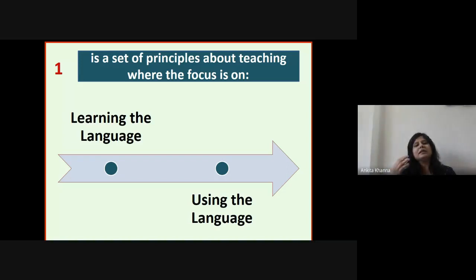Now in this approach, the shift is completely from learning the language to using the language. Our focus is no more that students should learn the English language. The focus is that students should be able to use the English language. So this is a big shift.